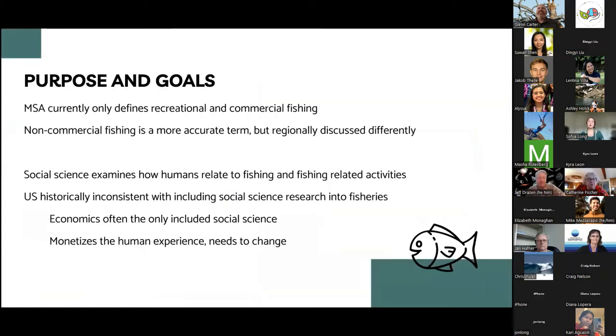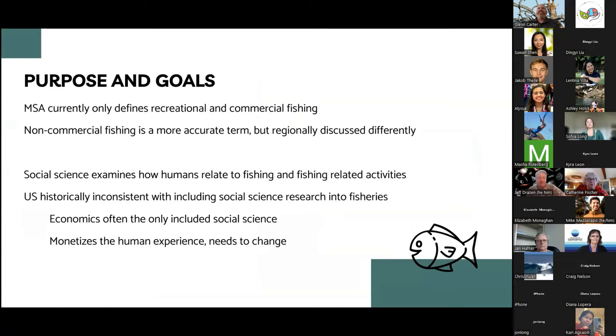So why is this important? The Magnuson-Stevens Act currently only defines recreational fishing and commercial fishing. And under those two definitions, a lot of other elements and fishing related activities are excluded, such as cultural and social elements that are incredibly important parts of any fishing related activity.